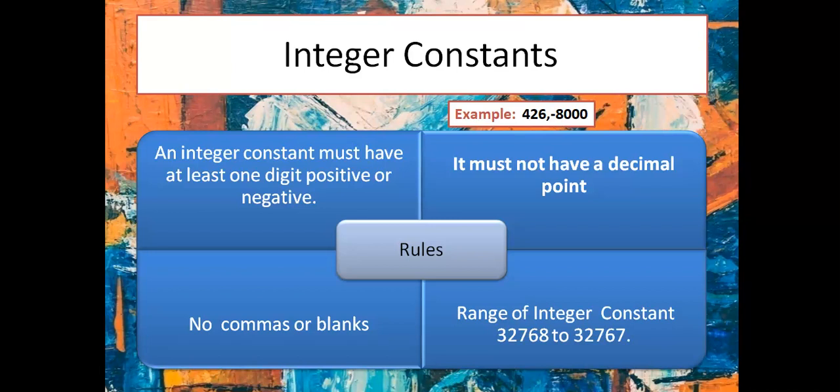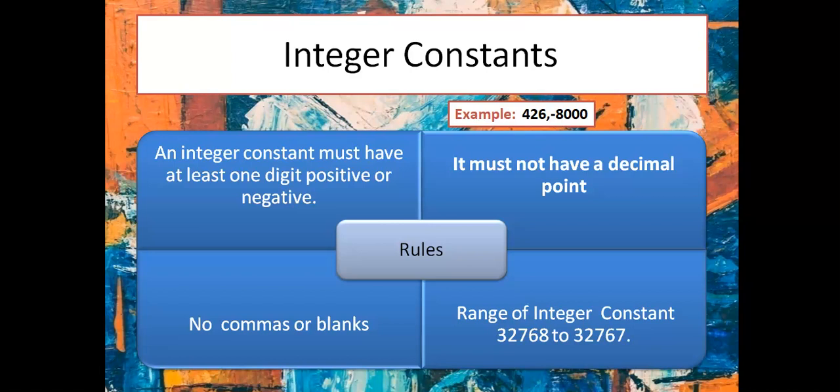Now we are going to see the rules for defining the integer constants in C. The first rule says that an integer constant must have at least one digit, positive or negative. It must not have a decimal point, and there should be no commas or blanks when defining an integer constant. And the range of the integer constant is between the value of -32768 to 32767.